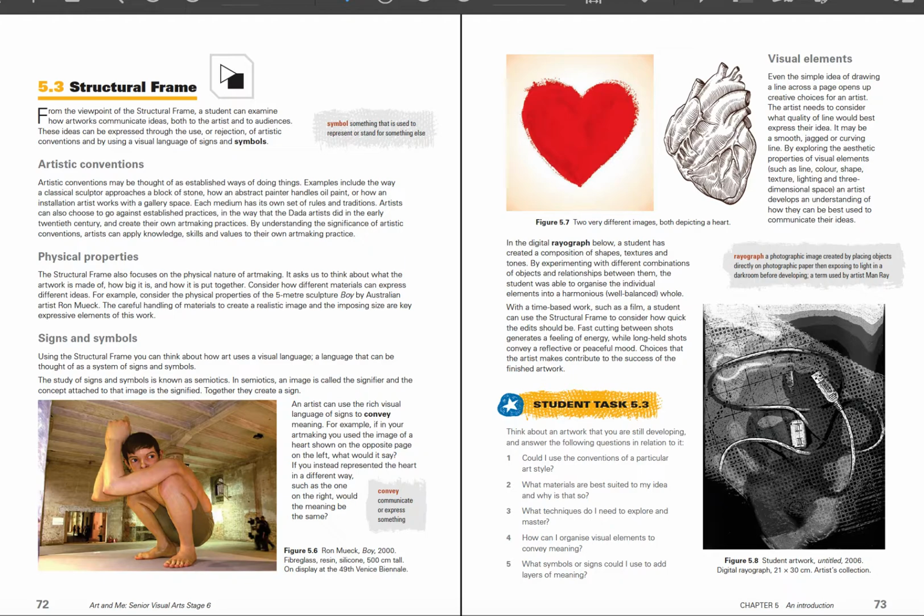Number 2, what materials are best suited to my idea, and why is that so? Example, let's say we've got someone in class that's making a sculpture. You're making the sculpture at this stage in cardboard, because we're not in our art studio, we're not in our classroom, we don't have access to clay, so you're experimenting with cardboard. You can actually say, well, this is what isolation is. This is how isolation has affected my materials.